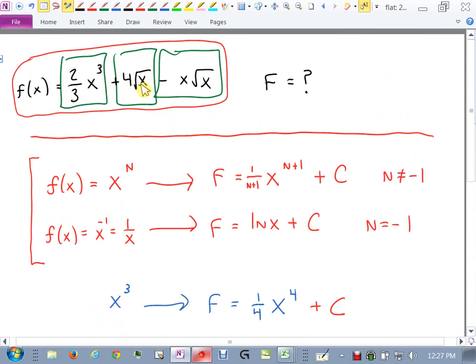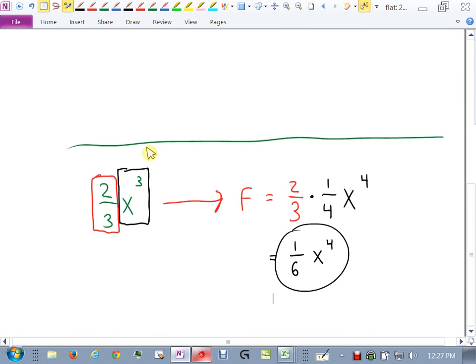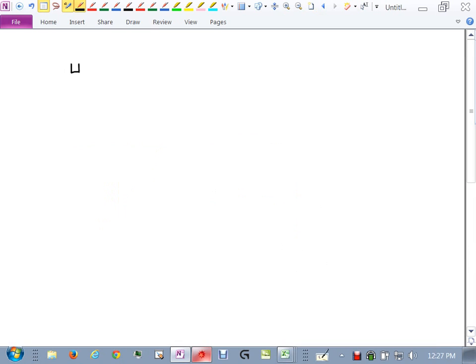I have plus 4 square root of x, so I'll do that one on the next page. 4 square root of x. Well, before I can even use a rule, I need to rewrite x as a power. So this is the same as 4x to the 1/2, right? That's what it means to be a square root. Now let me go backwards and try to find my capital F.